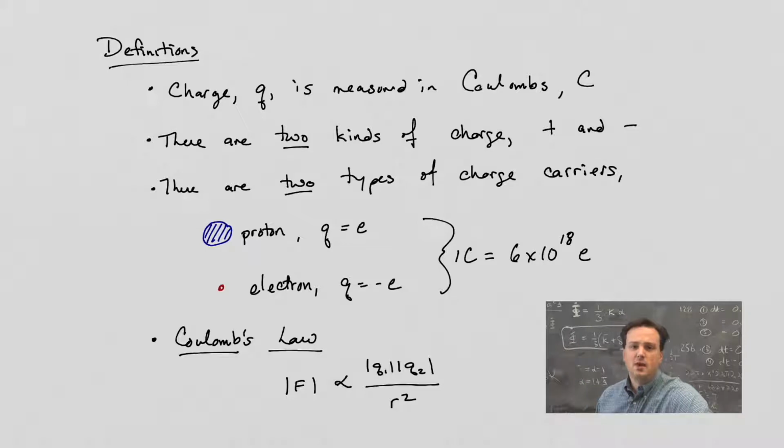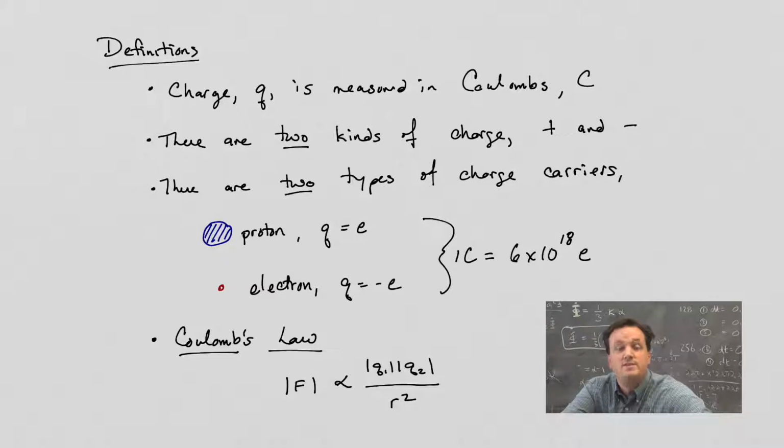Now, I've told you that charge was measured in coulombs, but here I've given you the charge of the proton and the electron in terms of e. Well, 1 coulomb is a ton, maybe not literally, but it is a lot of e's. In fact, there are 6 times 10 to the 18 e's per coulomb. So that's a lot of protons or electrons.